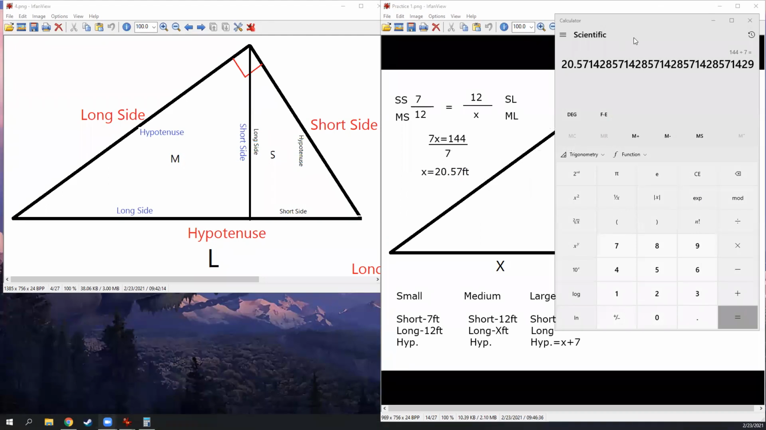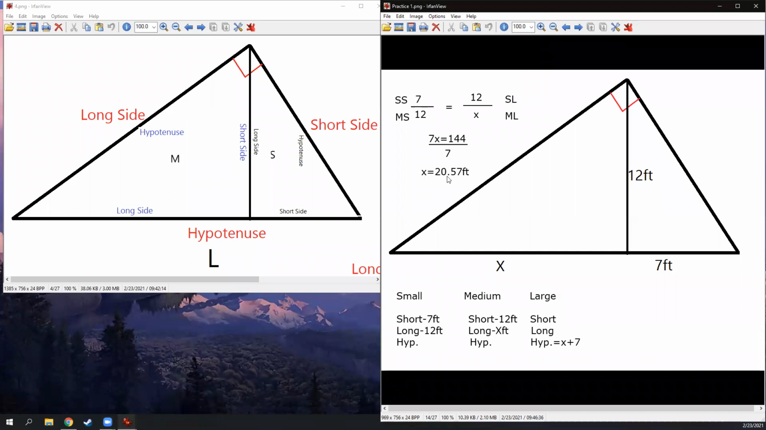Okay. All right. So x equals 20.57 feet. Try and give me 2 decimal places. I always prefer 2 decimal places, pretty much always. But I'm not going to be the guy who gives you answer choices like 20.58, 20.56, 20.57. I'm not going to do that to you. So, yeah, if you do it right, you'll get it right.